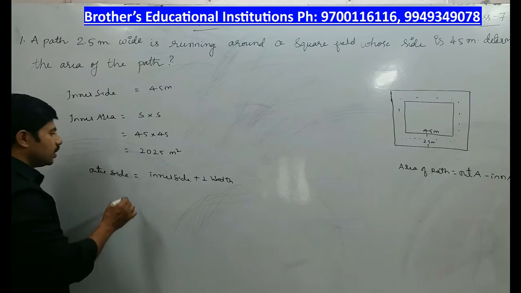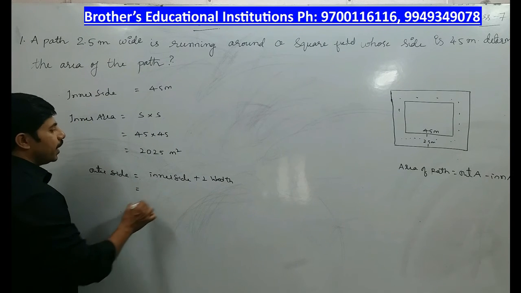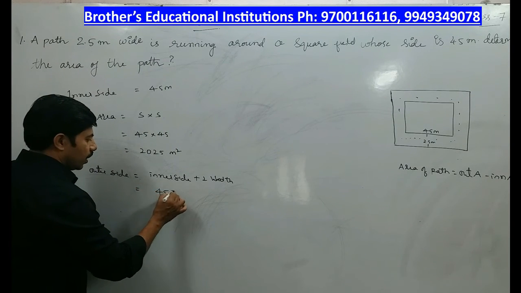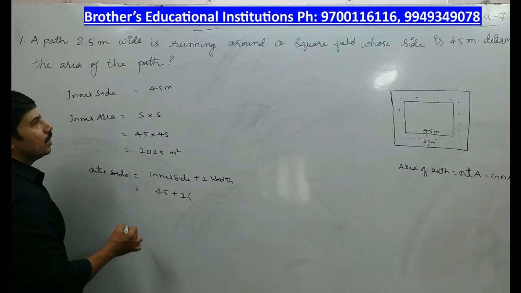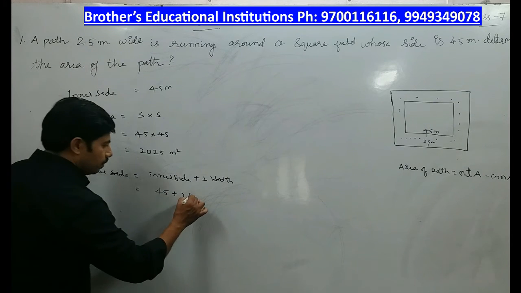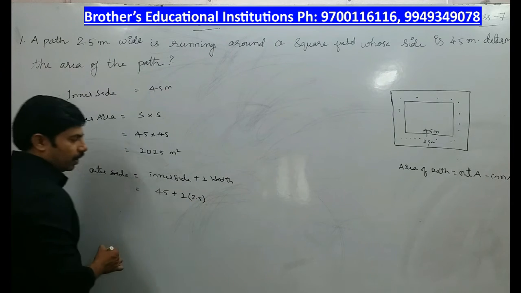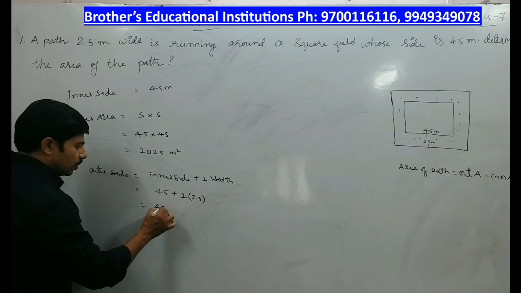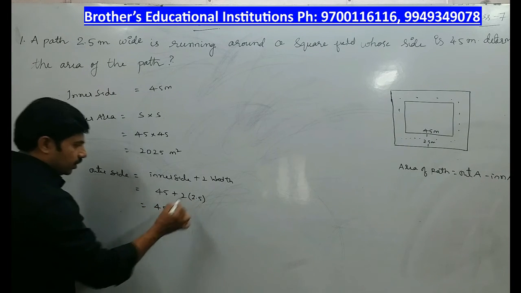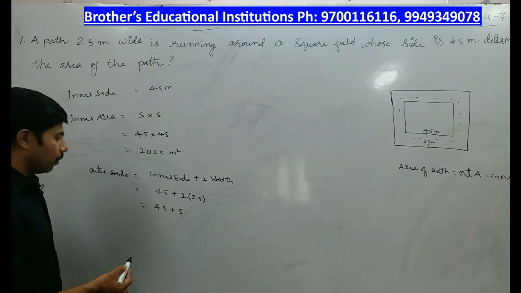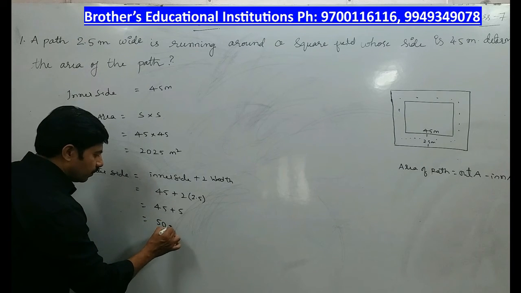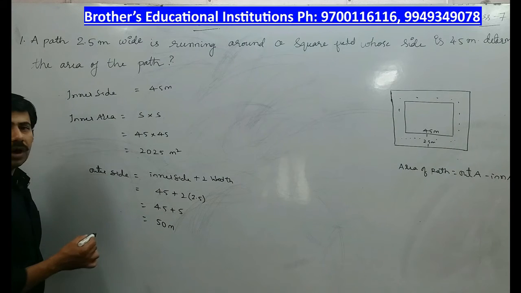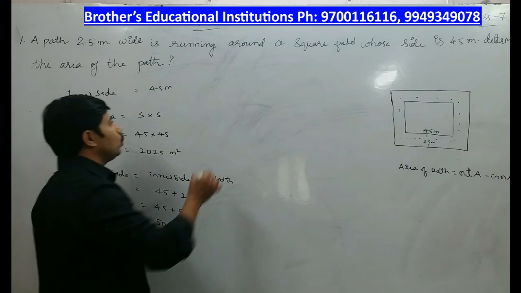So here, what is the inner side? Inner side is 45 plus 2 into width. What is the width given here? Width is given as 2.5 meters. So write 2.5. So what we get is 45 plus 5, since 2 into 2.5 is 5. 45 plus 5 is 50 meters. Now we have the outer side. After that I will find the outer area.